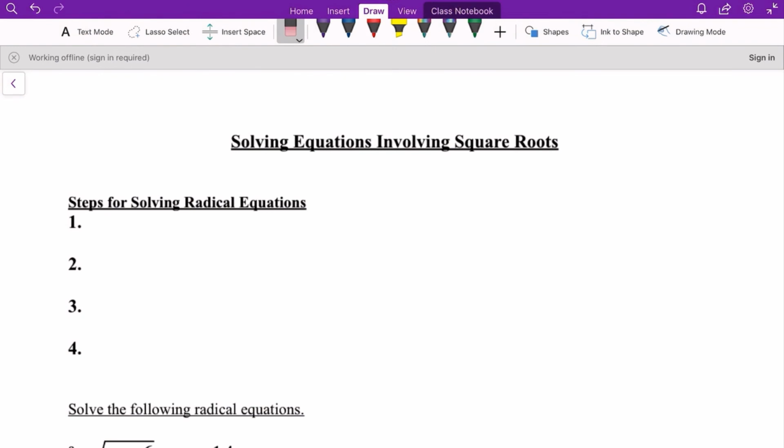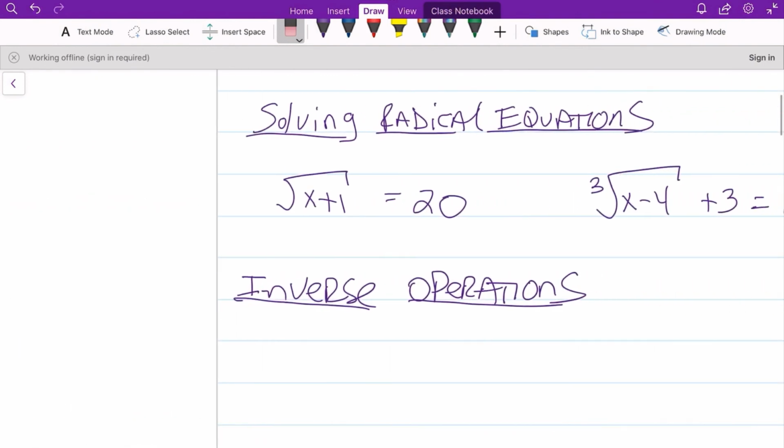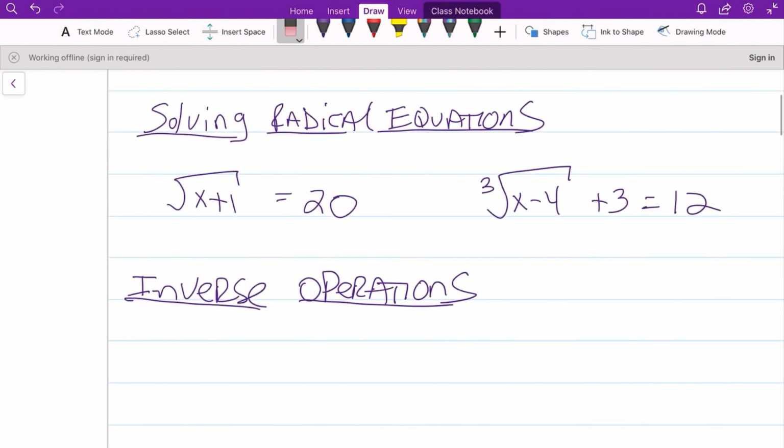But before I do that, I just wanted to cover some basics on what radical equations are and how we're going to approach solving these. I'm just going to scroll over a little bit, and you can see I've got a couple of quick examples. Radical equations are very simply any equation which involves an expression with a radical in it. You can see the two that I have here. I've got one with a square root, square root of x plus 1 equals 20. And then I have one with a cube root of x minus 4 plus 3 equals 12.